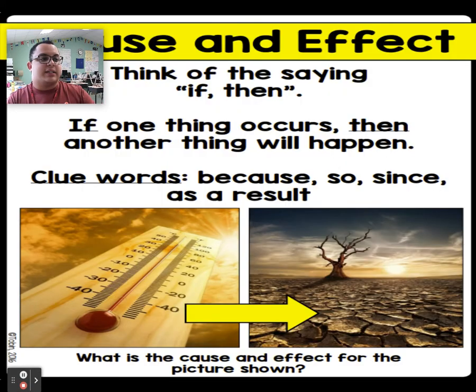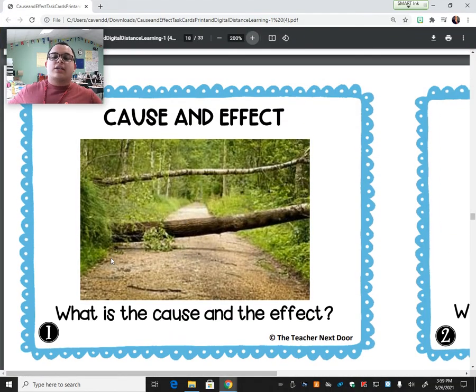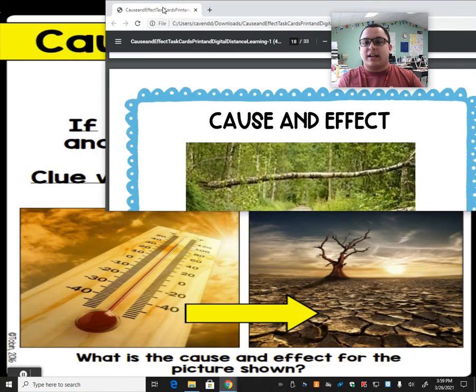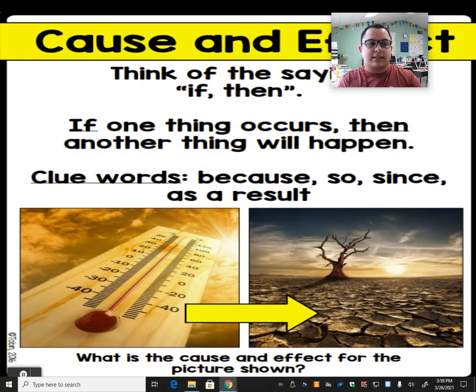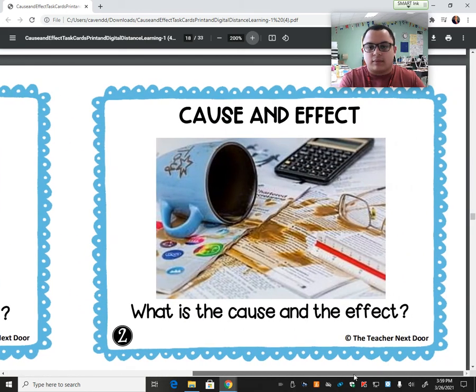All right, what we're going to do is I'm going to pull my next screen over, and we are just going to go through a couple of task cards. So this picture here says, what is the cause and effect? First we need to look at what's happening in the picture. It looks like a tree fell. So the effect is that a tree fell. What could have caused the tree to fall is something that we could ask ourselves. The tree fell because maybe the wind blew it over or there was a storm. And what was the effect of the storm? The tree fell.